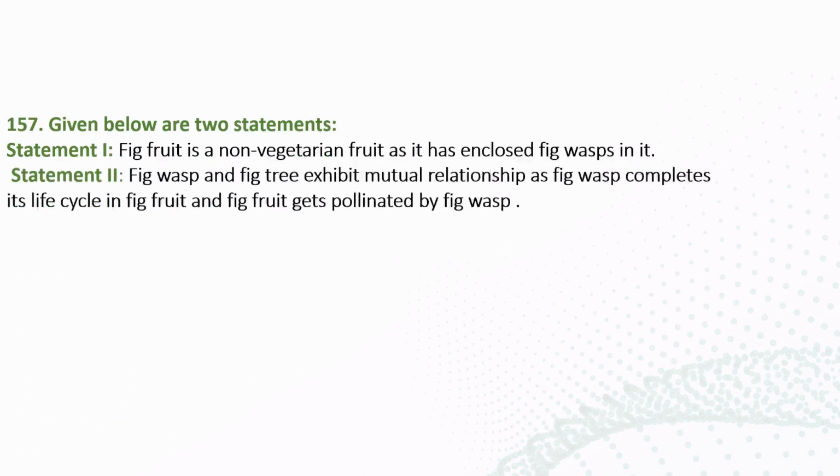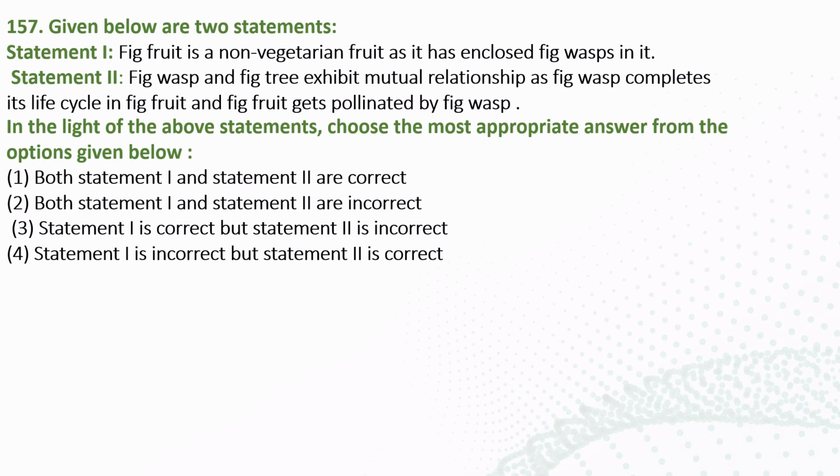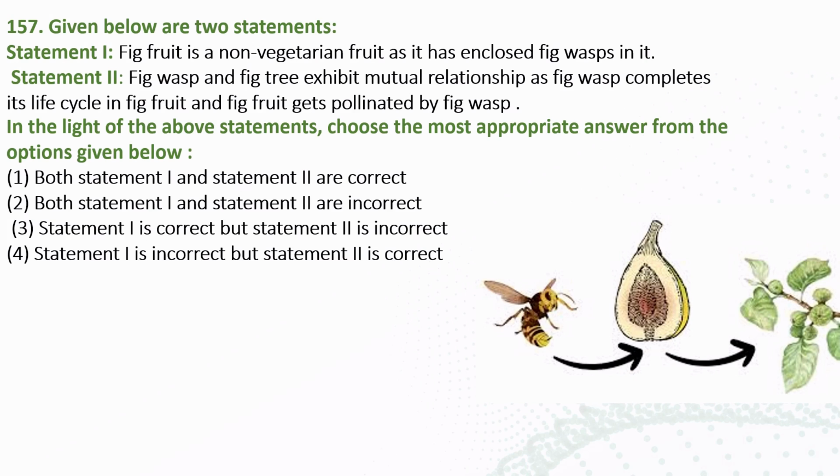We'll move on to the next one. What is the next one? Here also they have given the question from the plant physiology. It is about the fig fruit actually. Here they are saying that fig fruit is a non-vegetarian. The statement one, they are saying that fig fruit is a non-vegetarian fruit, as it has enclosed fig wasps in it.